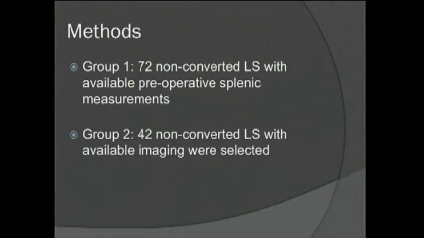We had two groups. In group one, we had 72 non-converted laparoscopic splenectomies with available preoperative assessment provided by the Department of Radiology. This generally meant the length of the spleen. And in group two, we had 42 also non-converted laparoscopic splenectomy cases with available DICOM images. DICOM images are the raw, unchanged images coming from the CT.